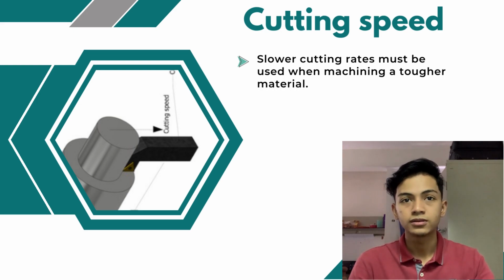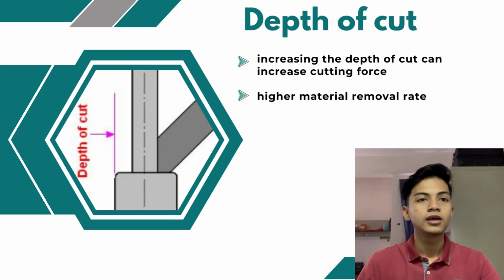Slower cutting rates must be used when machining a tougher material. Titanium, for example, requires a slower cutting speed than steel. Next parameter is depth of cut.